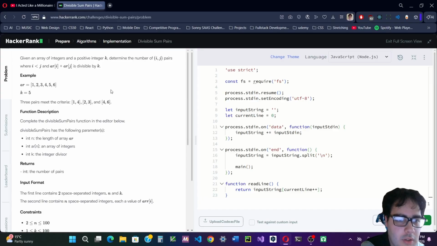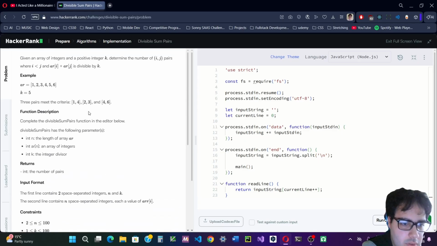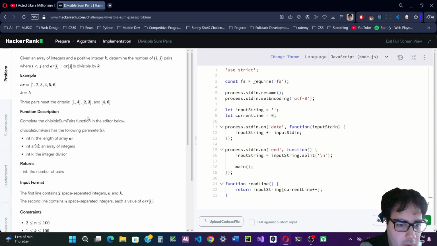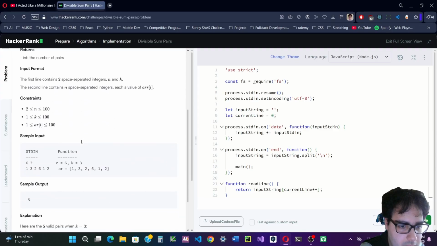i less than j, then divisible by k. Three pairs meet the criteria: 1, 4, 2, 3, 6. Complete the divisibleSumPairs function in the editor below. It has the following parameters: int n, the length of the array; an int array ar; and an integer k. It returns the number of pairs.